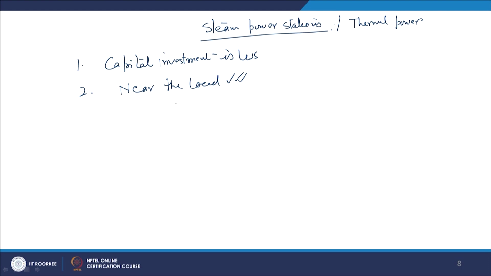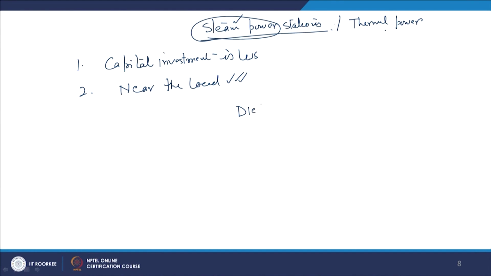Now, there are other types of steam power. I am talking about a thermal power plant where steam is used as the working fluid, a typical thermal power plant which works on the Rankine cycle. Now, there are thermal power plants which work on the diesel cycle also, or diesel power plants.